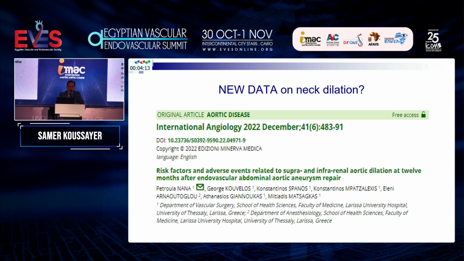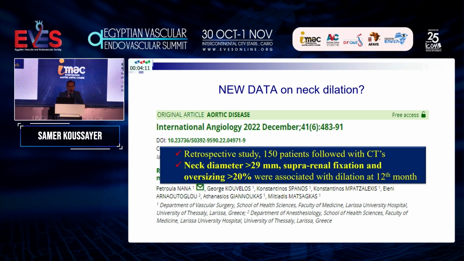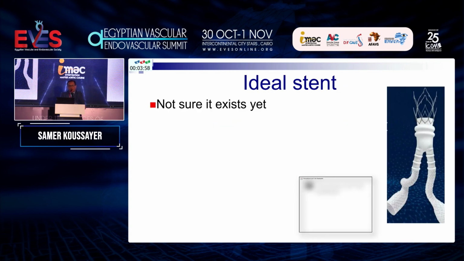Another new study, a retrospective study of 150 patients, came to the same conclusion: a large neck diameter, suprarenal fixation, and oversizing are the main risk factors for neck dilatation after EVAR. So what's the deal? How can we fix it? What's the ideal stent?